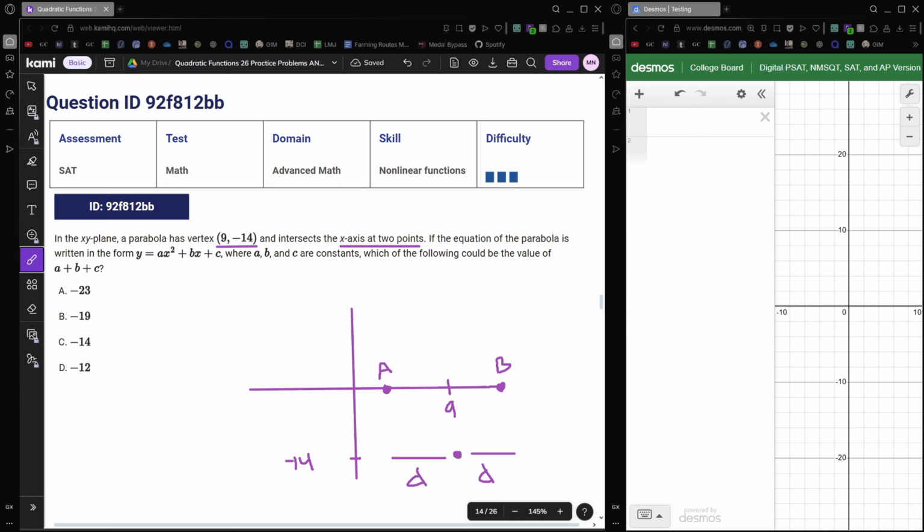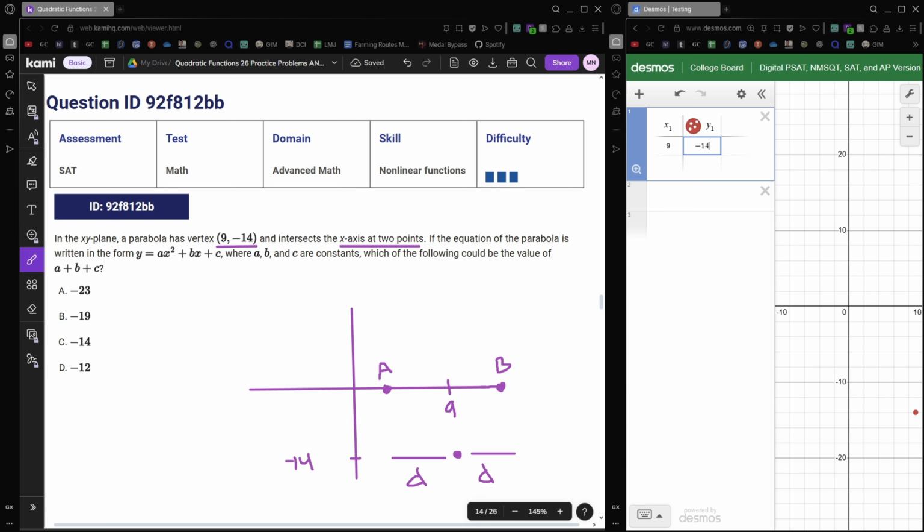Now to solve the rest of this problem, we can use regression in Desmos. So first up, you want to click this plus sign up here to insert a table. Now to do quadratic regression, you need at least 3 points. And you think that, oh, they only give us 1 point, the vertex, which is (9, -14). But we do know 2 more points. We know point A and point B.